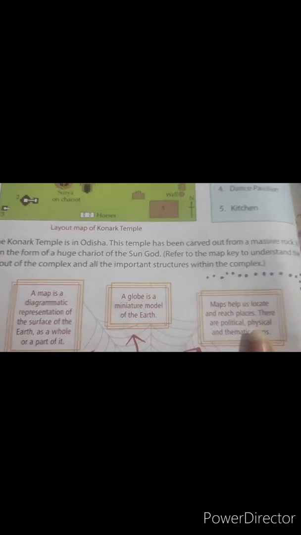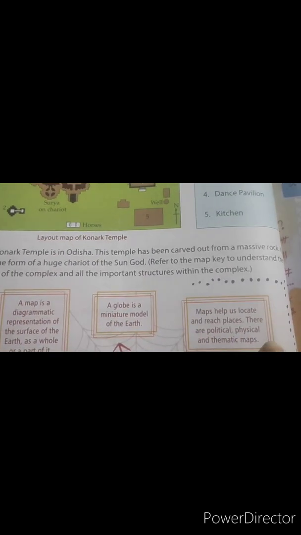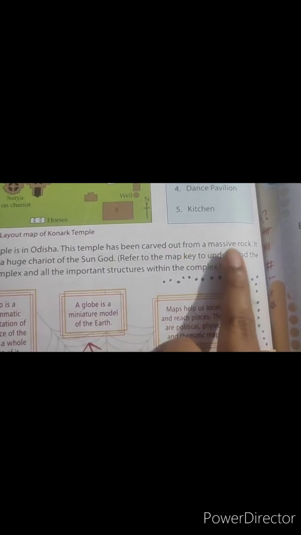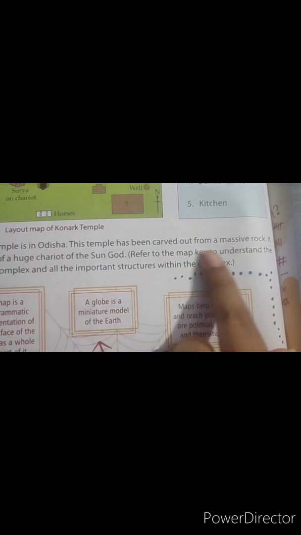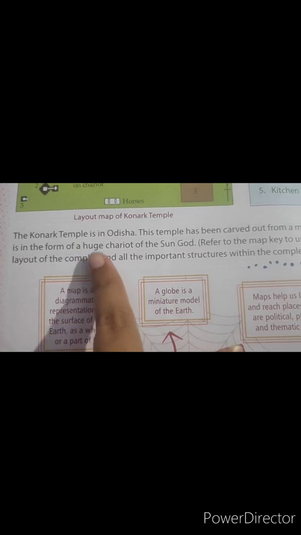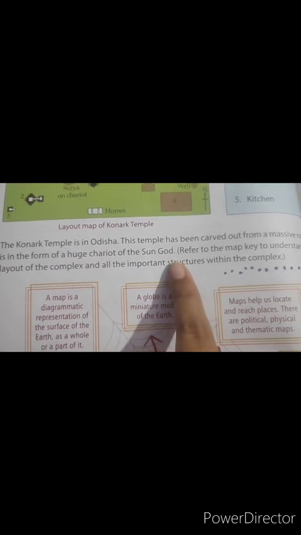This Konark Temple, which is in Odisha, is made by carving a massive rock. After carving the massive rock, it is in the form of a huge chariot of the sun god.